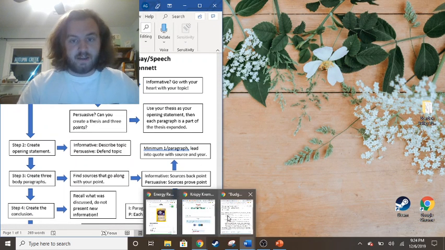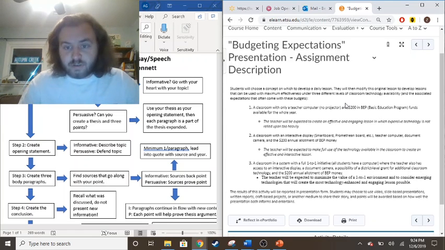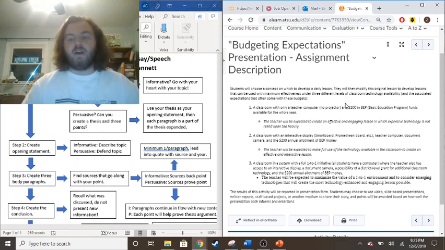So for our second piece, it would be a classroom with an interactive display, smart board, Promethean board, etc., teacher computer, document camera, and the $200 annual allotment of BEP. So this would probably be the way that my presentation was originally thought to be for my lesson plan, where I would have a PowerPoint and some extra means that I could do. Like I said, I still think this handout is excellent.